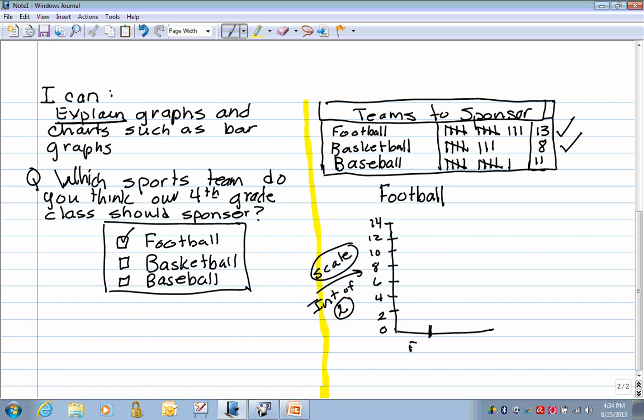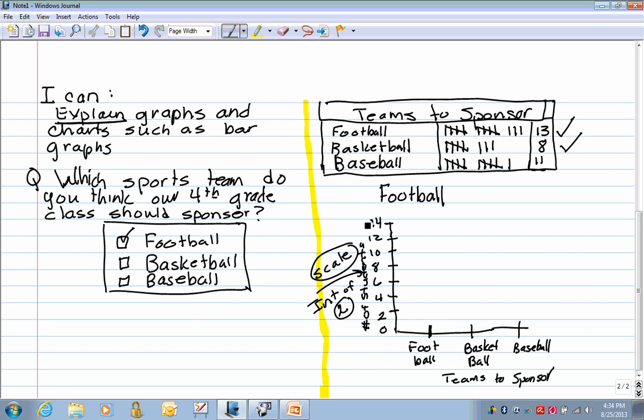Below I am going to write football, basketball, and finally baseball. And these are the teams, if I'm labeling, to sponsor. And over here, if we're labeling our scale, this would be the number of students.